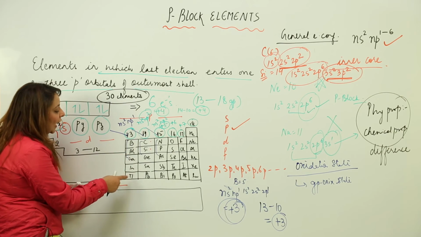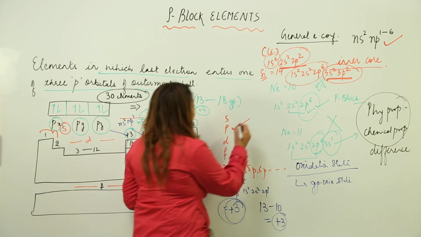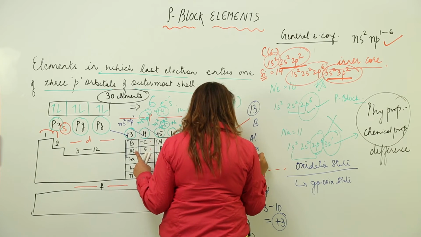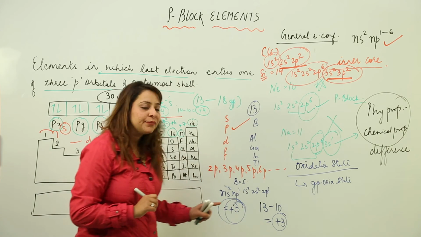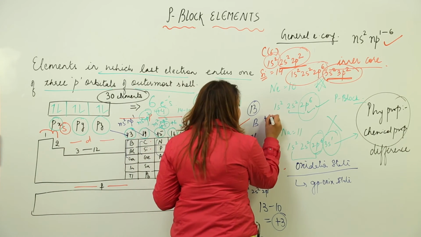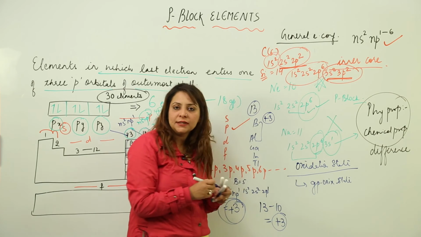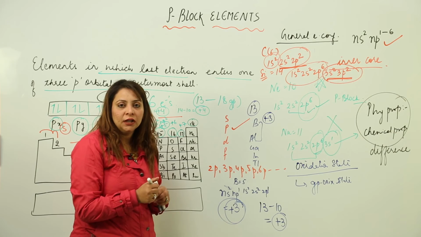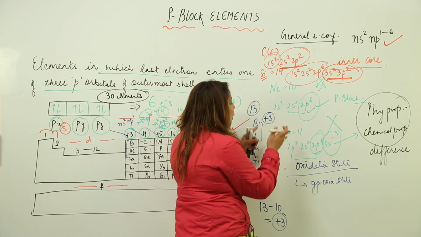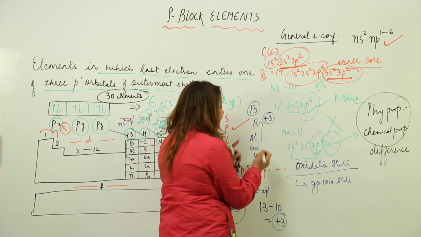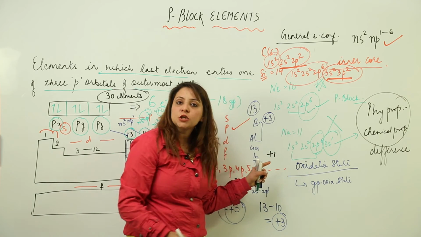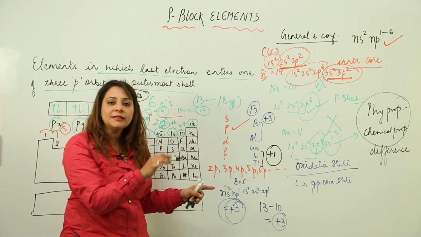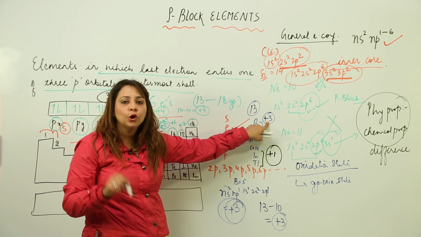But as we move down, what happens? If I talk of group 13, I will write boron, aluminium, gallium, indium and thallium. For this, the plus 3 oxidation state is mainly shown by the lighter elements. But as we move down, which oxidation state becomes more stable? That oxidation state which is 2 units less than the group oxidation state, that is plus 1. So for the heavier elements, the stable state is 2 units less than the group oxidation state.